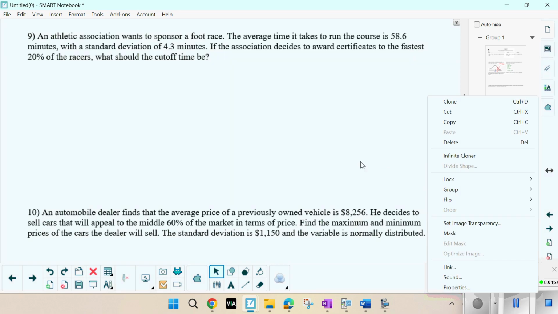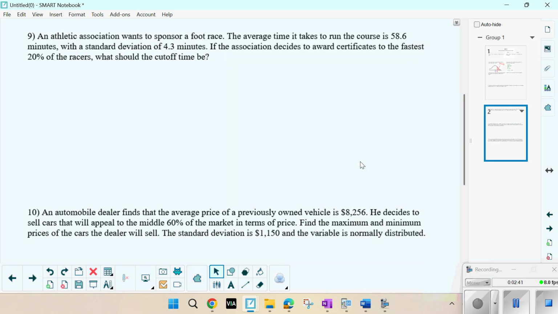Okay, on this one, we've got an athletic association that wants to sponsor a foot race. The average time it takes to run the course is 58.6 minutes with a standard deviation of 4.3 minutes. If the association decides to award certificates to the fastest 20% of the racers, what would the cutoff time be?